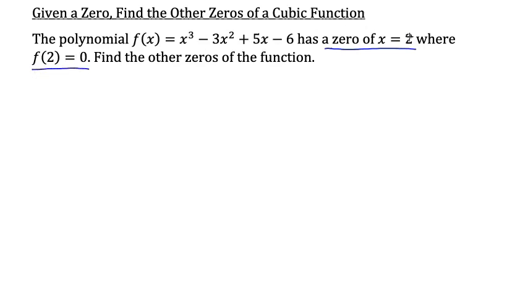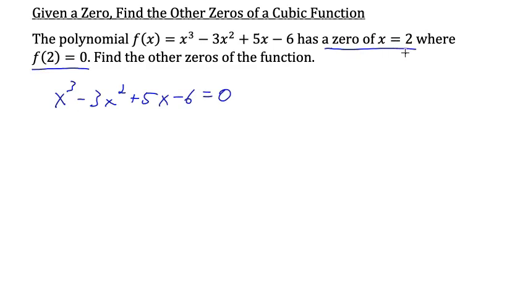So what this means is that when x equals 2, the y equals 0. And what this tells us is that when the input is 2, or in other words, when the x is 2, the output is 0, or the y is 0. Really what we're trying to do is set this polynomial equal to 0 and solve that equation. Now we know that one of the zeros is x equals 2.